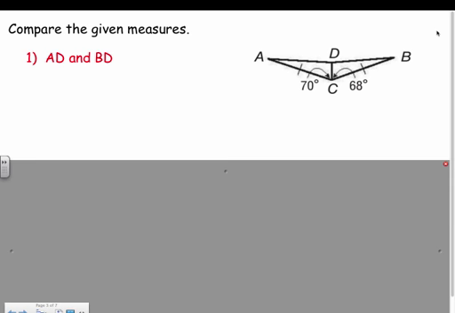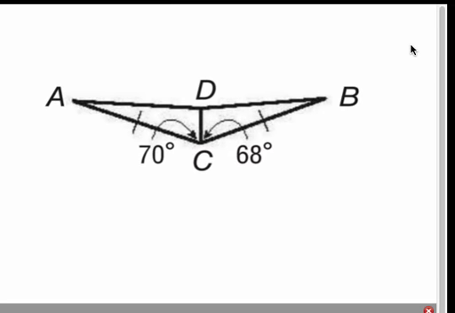Let's use that Hinge theorem here. I'm comparing AD to BD. Well, before I can compare those two side lengths, I've got to make sure I have my side-angle-side inequality thought here. So I've got sides congruent to the other sides. I'm looking at these two angles, 70 and 68, and then the sides on the other side of that angle. So that works. I can use the side-angle-side.